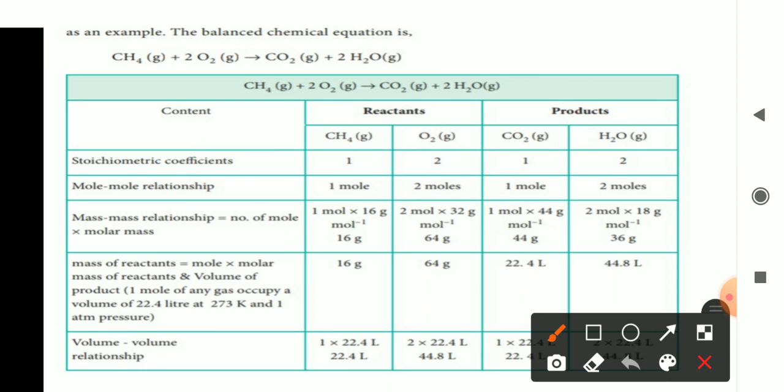Sorry, the same thing is given here. These two terms are the same. Okay, then finally volume relationship. We have to represent in terms of volume. Look here, how many number of moles are there? Only 1 mole. How to get the volume?